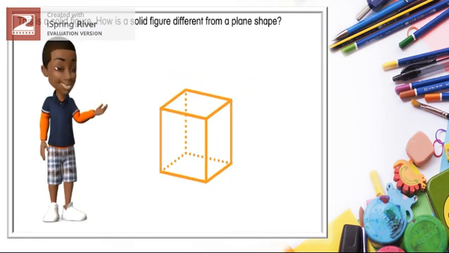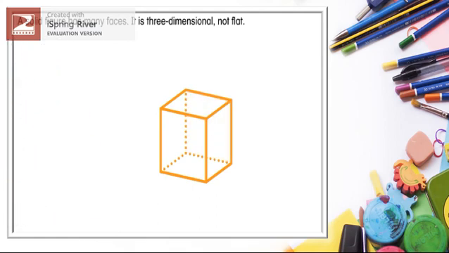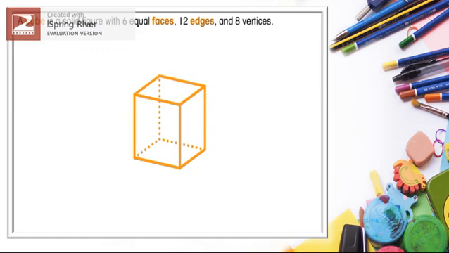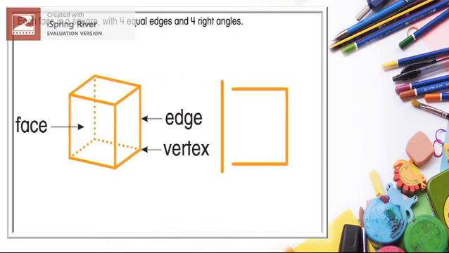This is a solid figure. How is a solid figure different from a plane shape? A solid figure has many faces. It is three-dimensional, not flat. A cube is a solid figure with 6 equal faces, 12 edges, and 8 vertices. Each face is a square with 4 equal edges and 4 right angles.